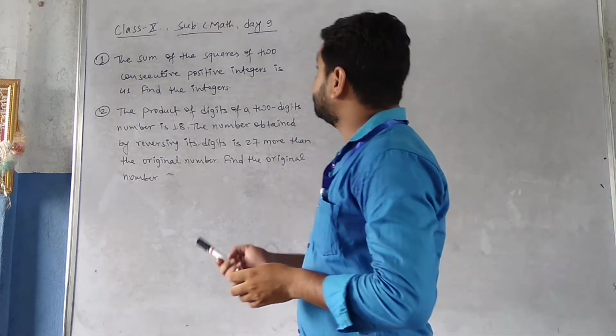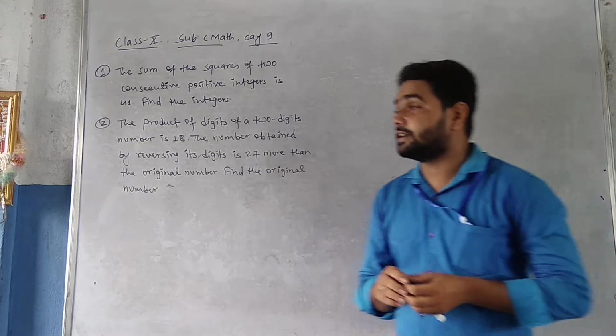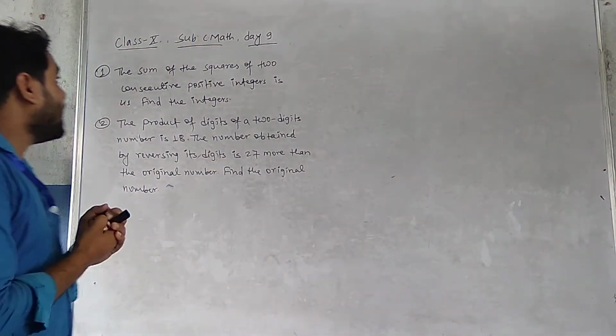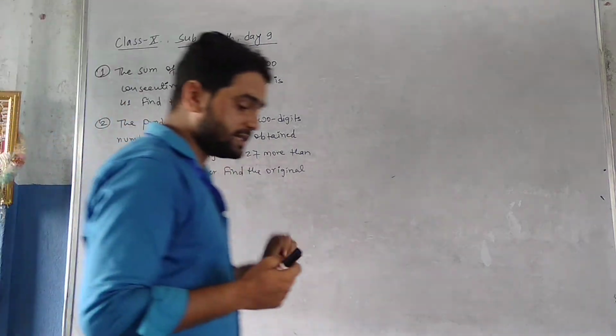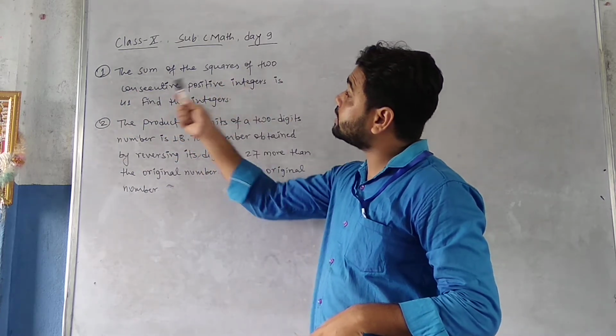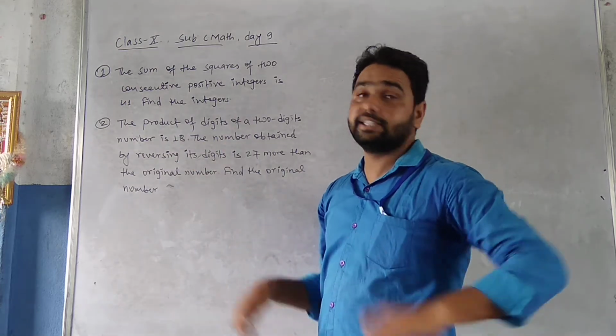Yes, dear student, we are in the quadratic equation and already we have discussed in the previous classes. That means 3-4 questions we have already discussed, and I have written 2 questions on the whiteboard. Question number first, look at that. At first, it is given that the sum of the squares of 2 consecutive positive integers is 41. Find the integers. This type of question.